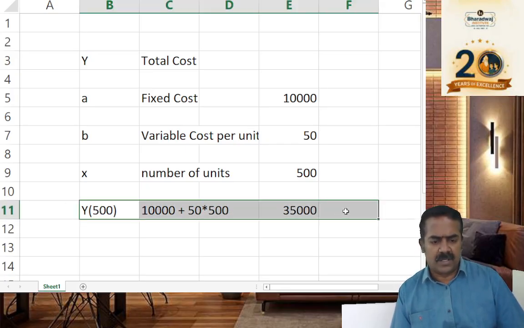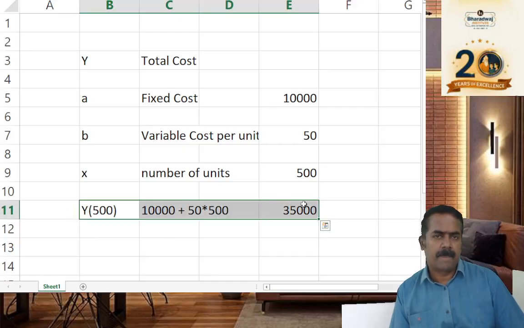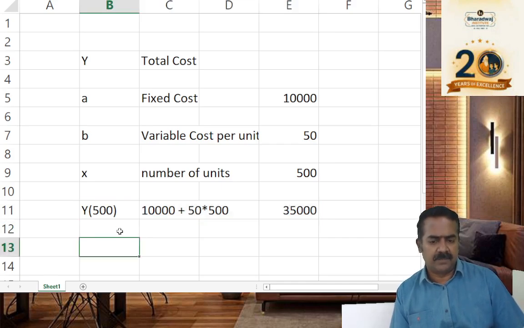Here it is a positive correlation. It is a positive correlation where production goes up, total cost also will what? Go up. It's a simple regression line.